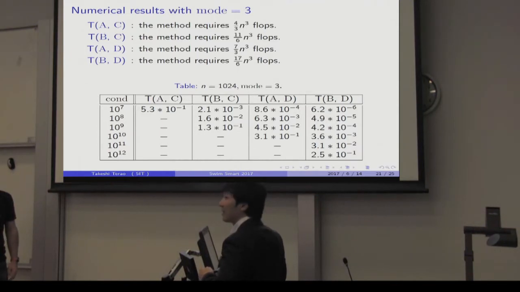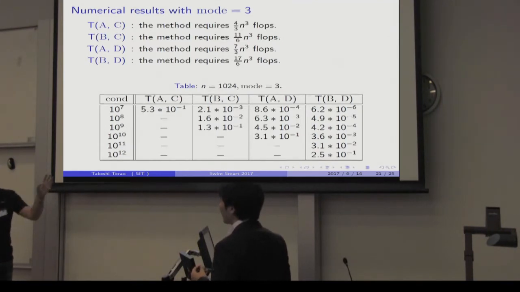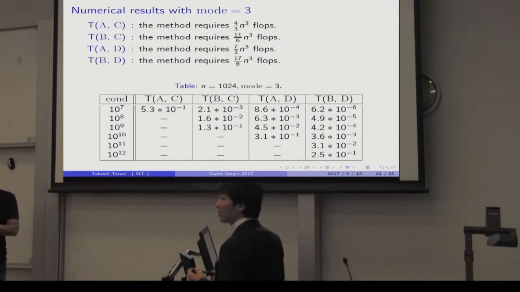Yes, it is possible to prove that TBD is always better than the others in mode 3. This is not just numerical results. You have a proof? I think so, we can prove it. Is the proof in the paper? I think so. Maybe in your head. Okay, thank you.